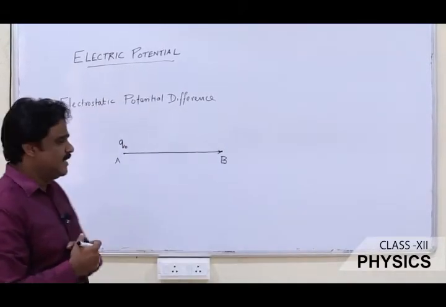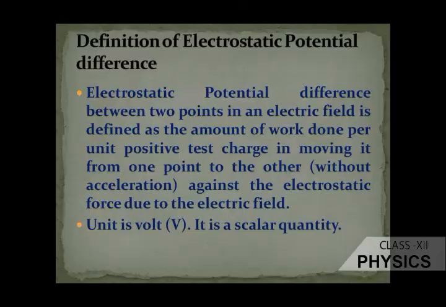Once again I am going to explain the definition. What is electrostatic potential difference? Electrostatic potential difference between 2 points in an electric field is defined as the amount of work done in moving a unit positive test charge from one point to the other against the electrostatic force due to the electric field.